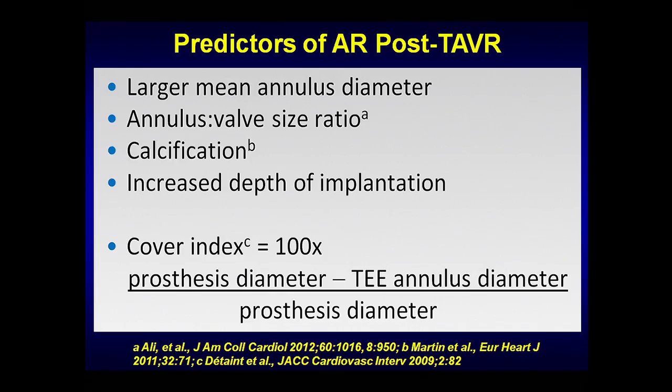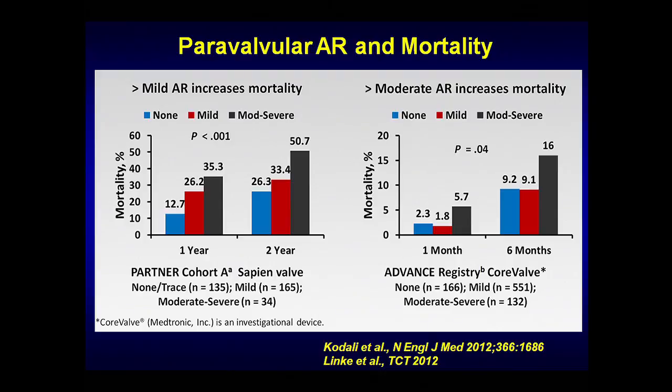Next. These are the various predictors, particularly if you have a large mean annulus, annular valve size ratio, and this is the cover index, which is called prosthetic mismatch. They came up with this: prosthetic diameter minus TE annulus diameter divided by prosthesis, and it's more than 0.85, 0.65 to 0.85, and less than 0.65. Next. And of course, this is the data from the ADVANCE trial, that in the PARTNER, as you can see, there is a gradient. There is clearly some gradient only after you get to the severe in the CoreValve.